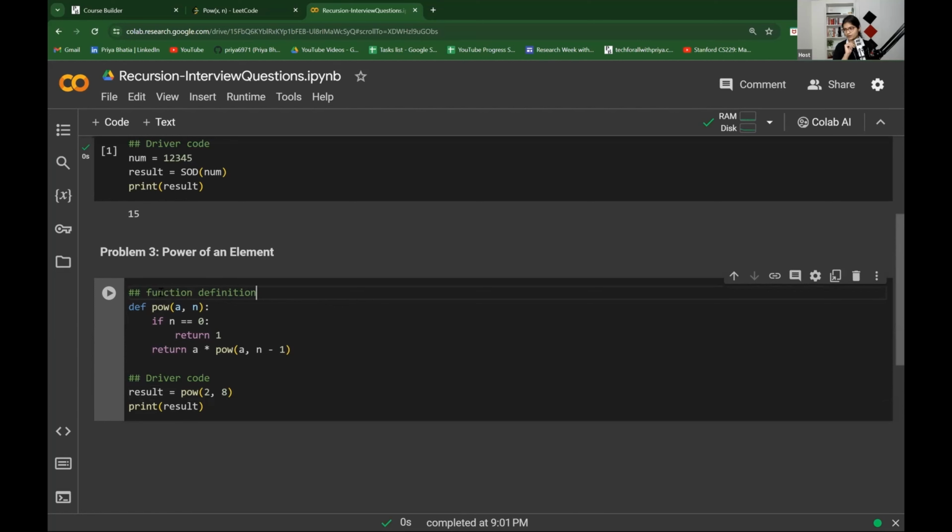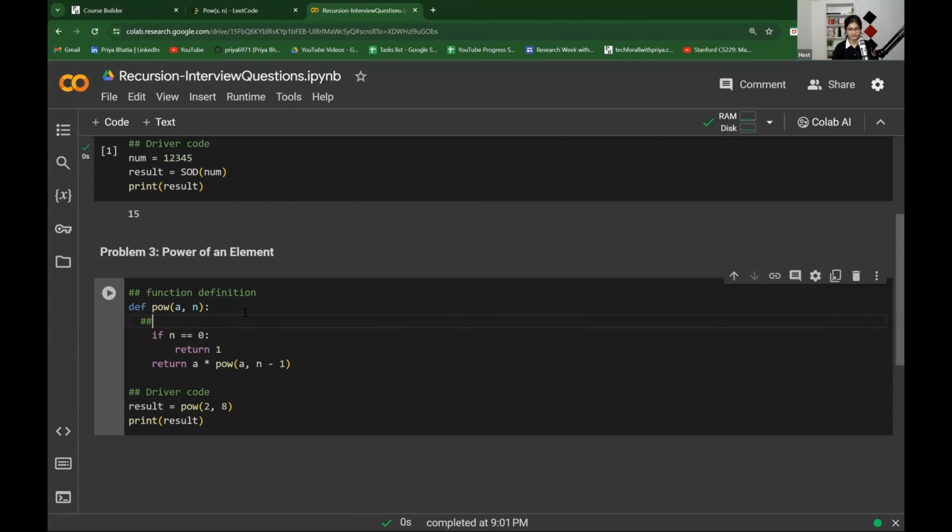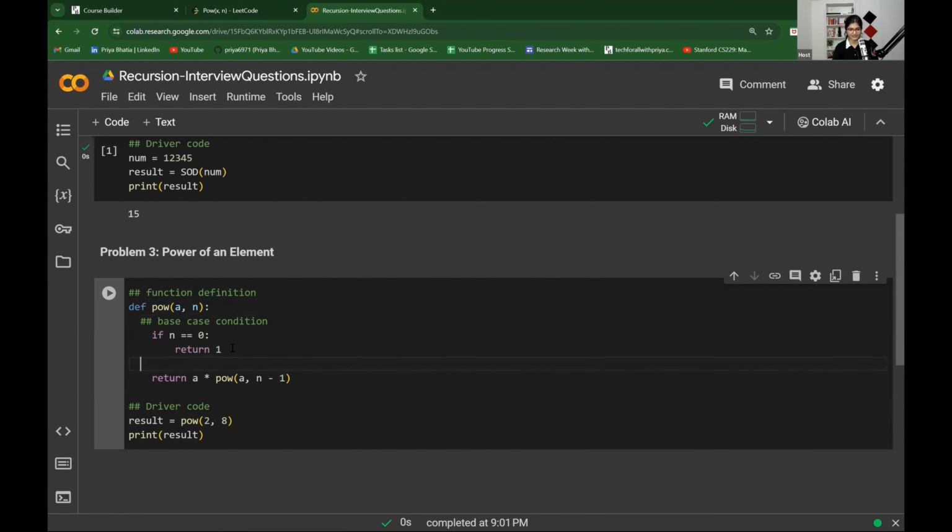Now, again, one important thing: if someone in an interview asks you to find a power and you use a predefined, inbuilt function, it's not the correct way to approach the problem, okay? So this is the driver code. To get power 8, we need to compute. So what he has done, this is the base case condition, right? That's what we have discussed. And this is the recursive function call in the else part.